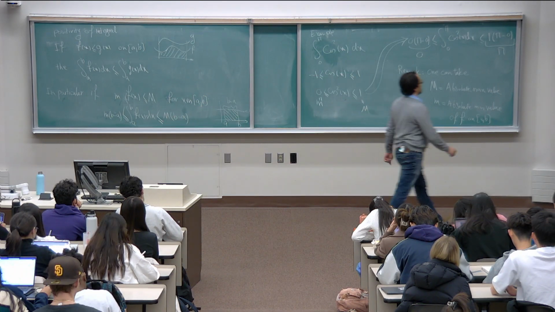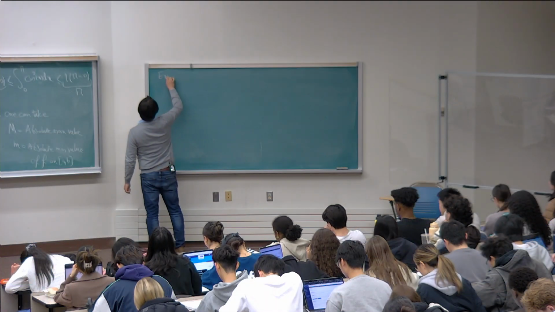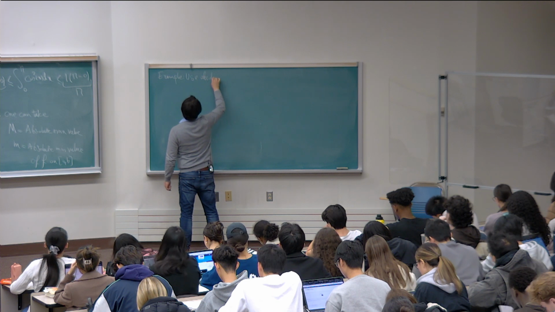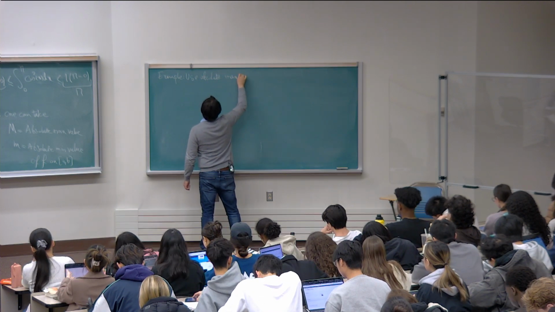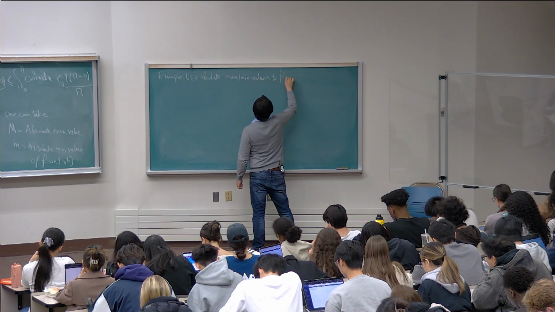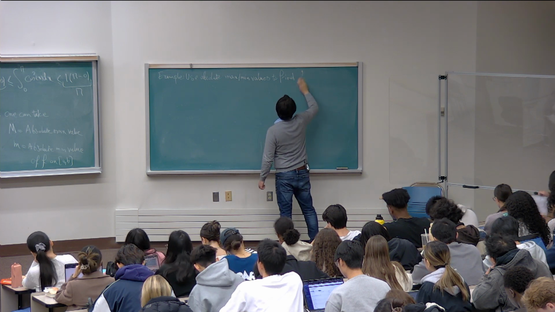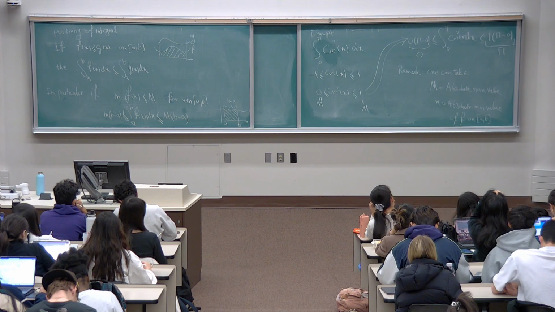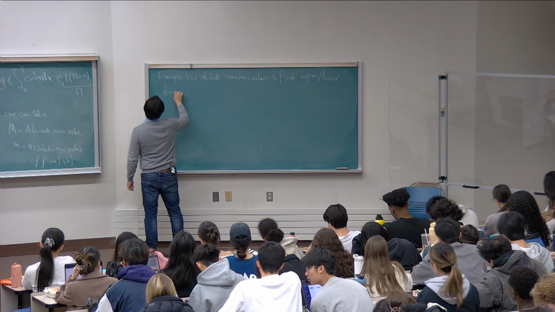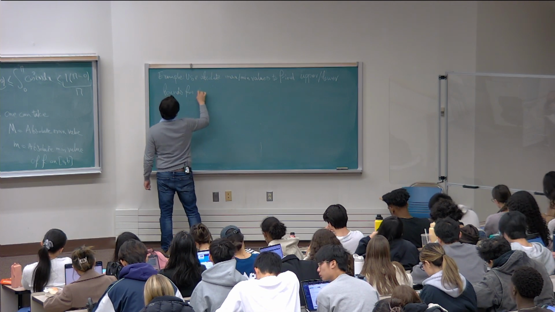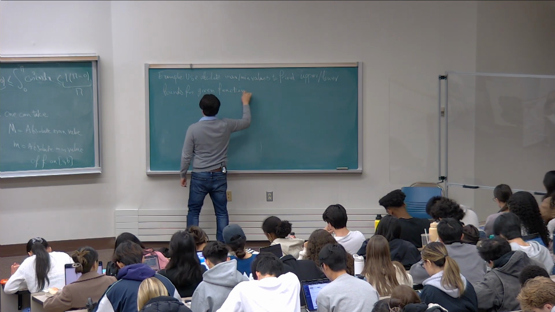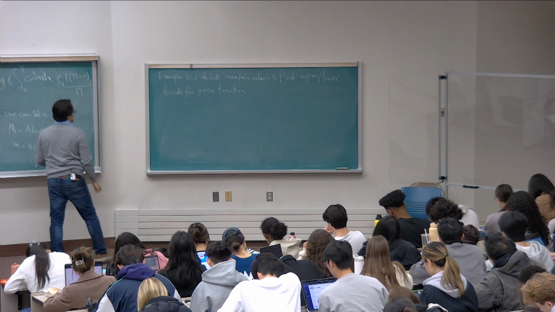So then the next example says, use absolute max and min values to find limits, or upper and lower bounds, for a given function. We can actually find those capital M and lowercase m.